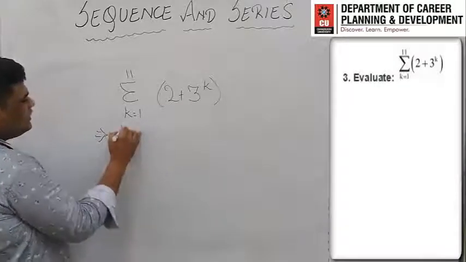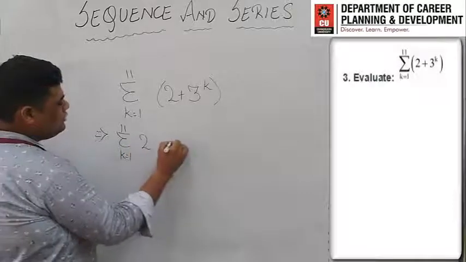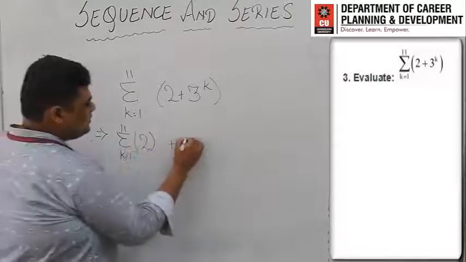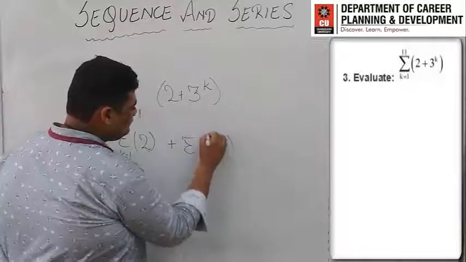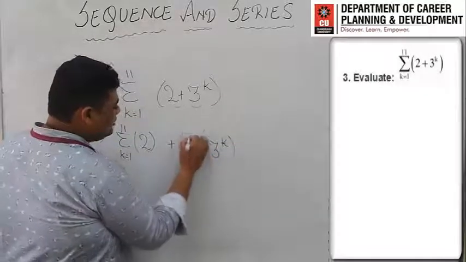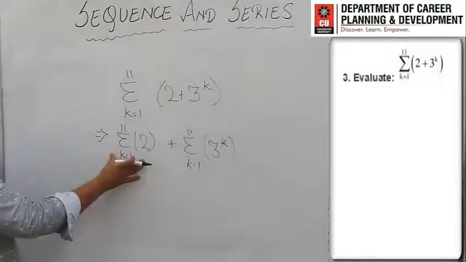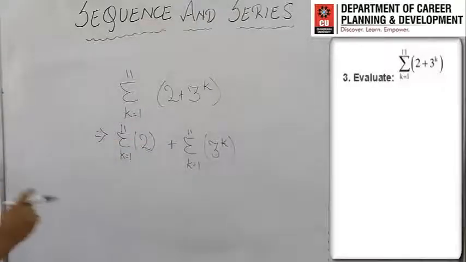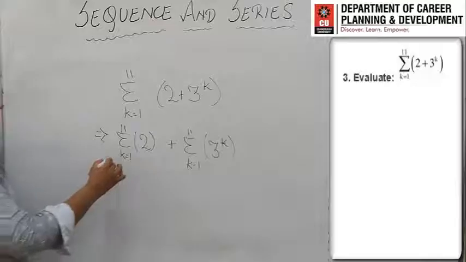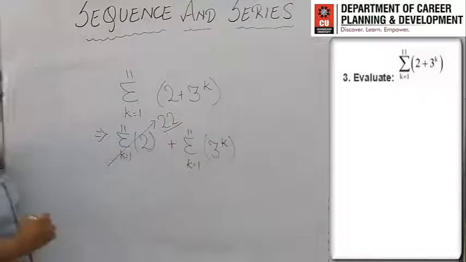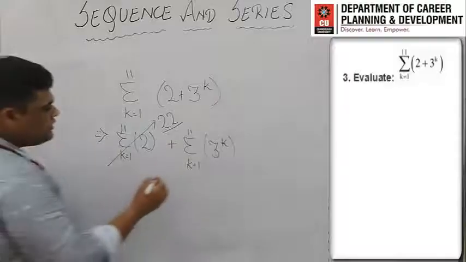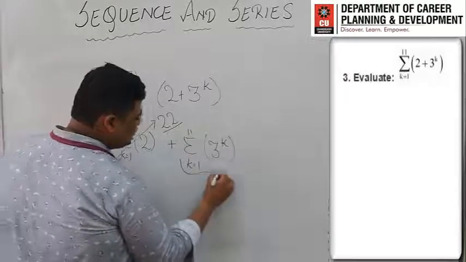Summation of k equals 1 to 11 of the value 2, then plus summation of 3 to the power k, k from 1 to 11. Now, if we add 2 for 11 times, the value of this will come out as 22. Now we have to find the value of this relation.